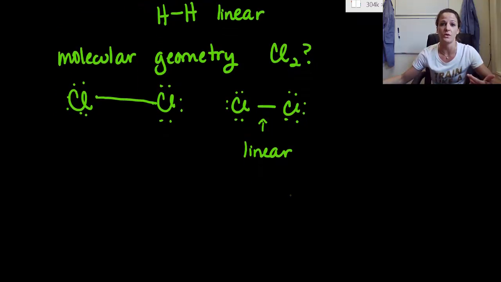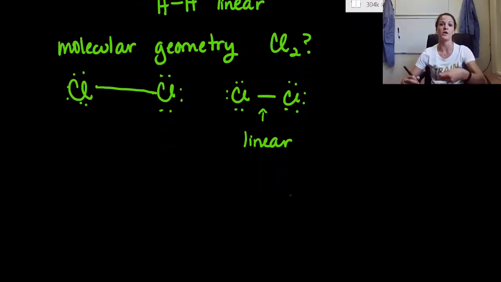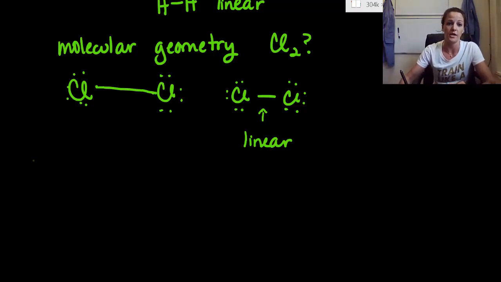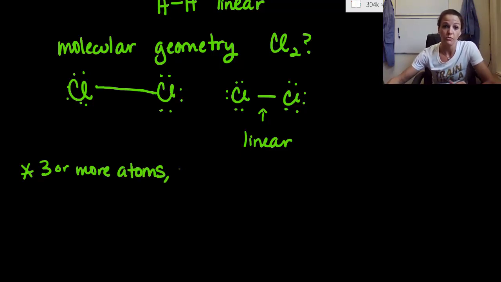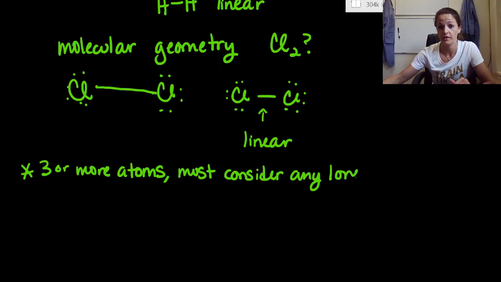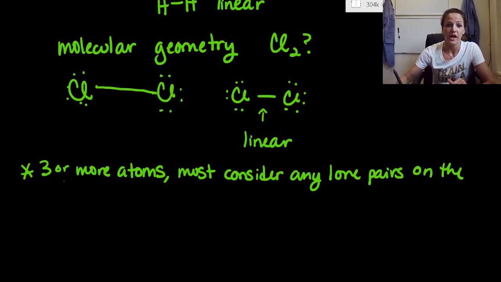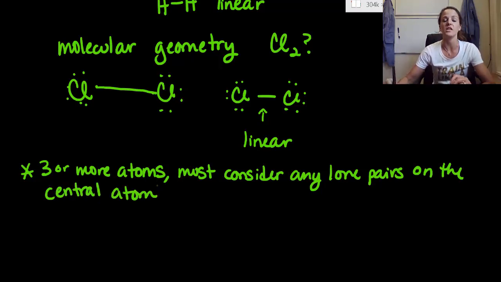Now, it obviously is going to get much more complicated every single time we add an atom on. So for this course, we're going to do whatever we can to keep it as simple as possible, but please stay with me here because it does get a little complicated. So now, if you have 3 or more atoms, it is crucial, or in other words, you must consider any lone pairs on the central atom. And this is so important. If you can understand this concept right here, this is going to be the easiest subject for you.